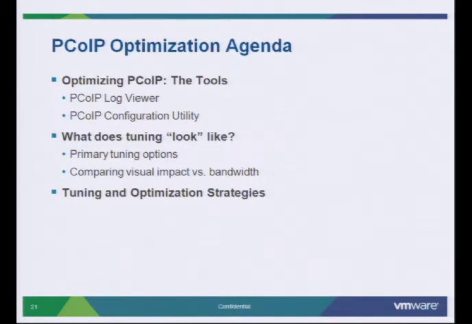We'll move then into what does tuning look like? Hey, there's quotation marks. That probably means we're going to look at something. So there's a little treat there, and I'm going to need your help when we get to that section. I'm looking for your feedback. So I'll go over the primary tuning options, so what are the knobs and dials that you care about, but then I want to take that into a discussion on what those things mean. When you turn those knobs and dials, what are you doing to the end user? Because it's not just about the objective data. So we'll get into that, and I'll close with some tuning and optimization strategies.